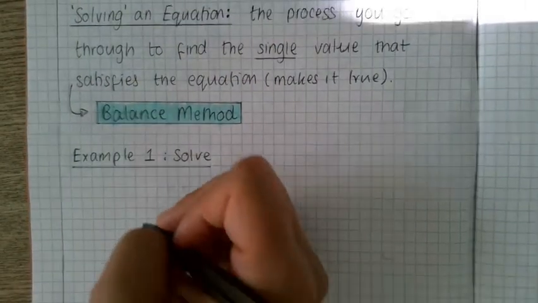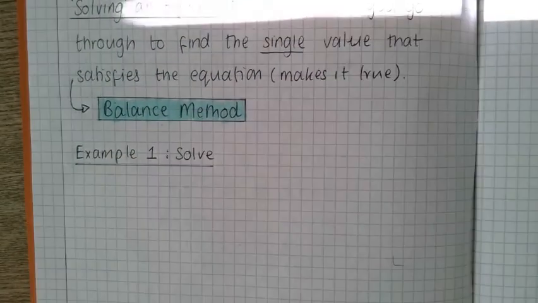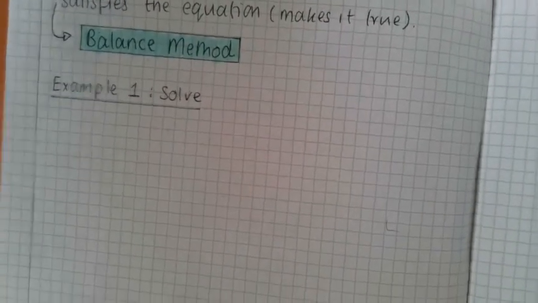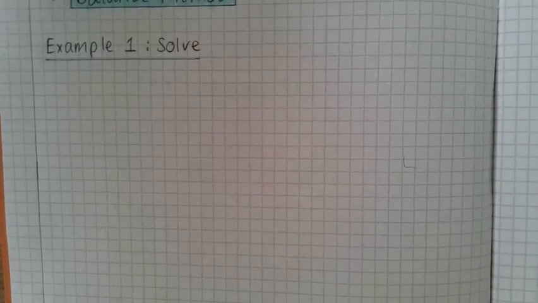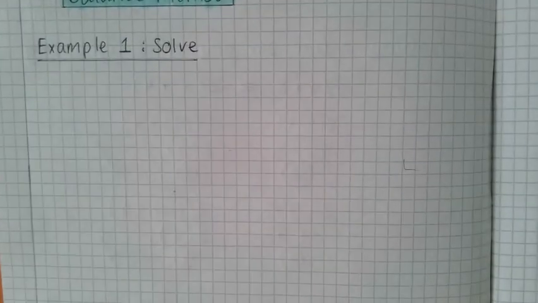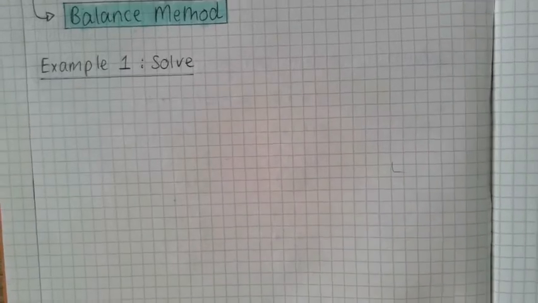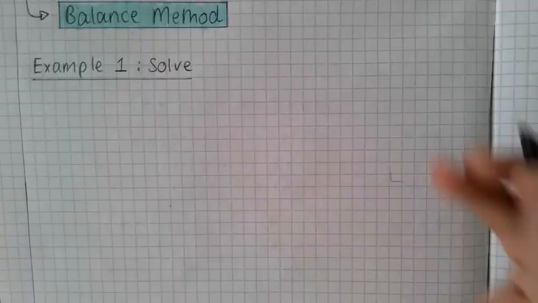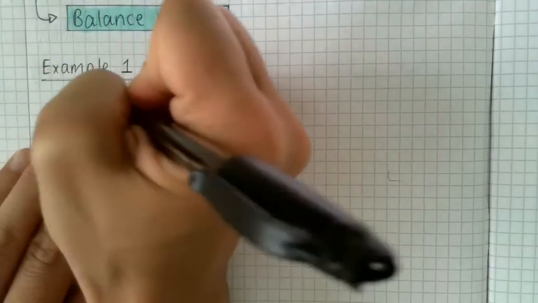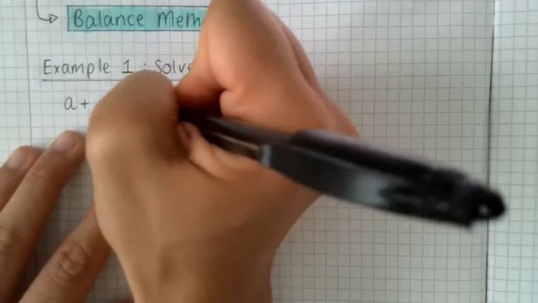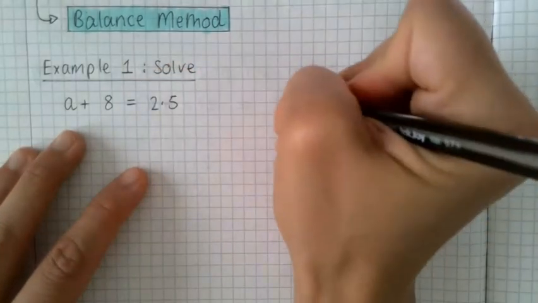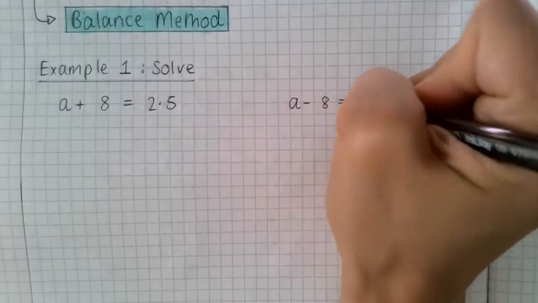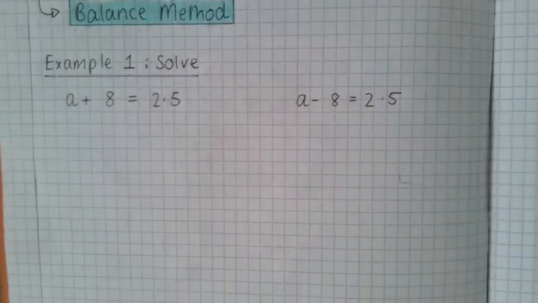I'm going to start to use different letters. I'm not always going to use X because there's many other letters in the alphabet that we can use, and there's many other letters that you will see when you are doing algebraic problems in algebra. So I'm going to decide to just use the letter A for this one. So this equation is A plus 8 equals 2.5, and we're going to do 2 together, and A take away 8 equals 2.5. So these are the two equations we're going to solve.